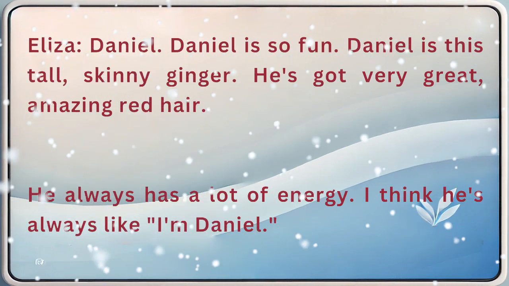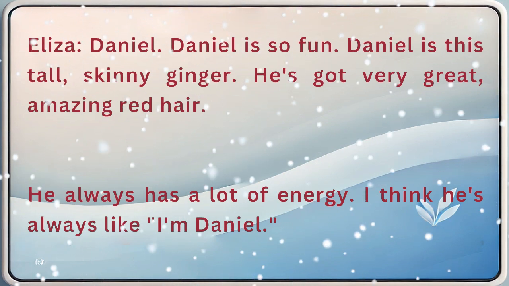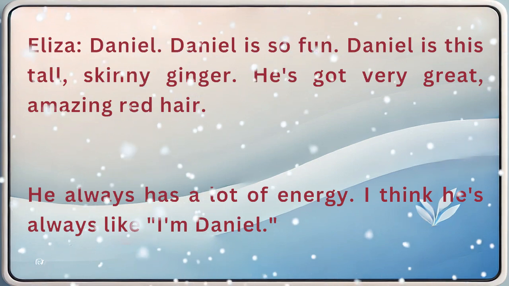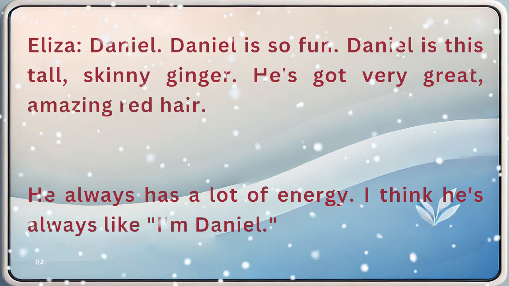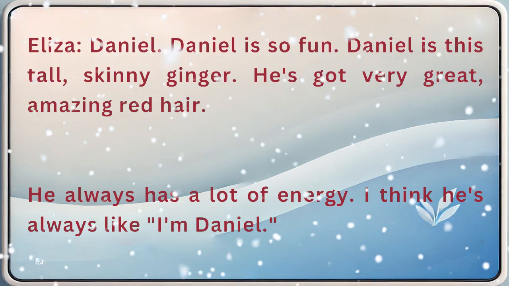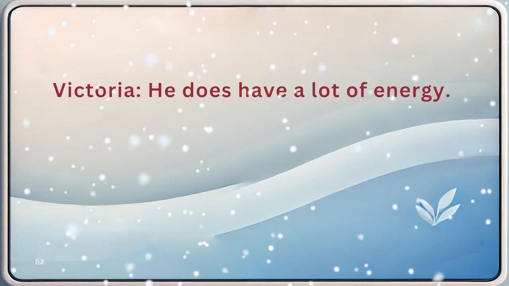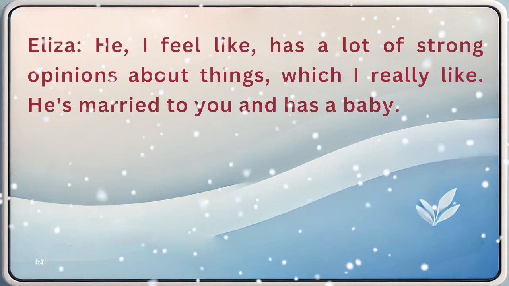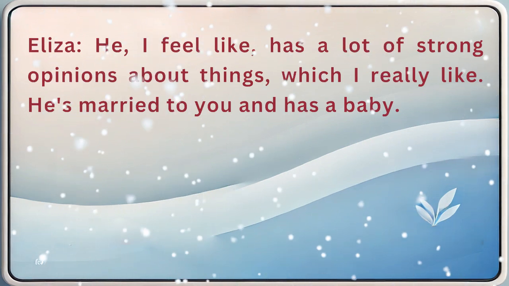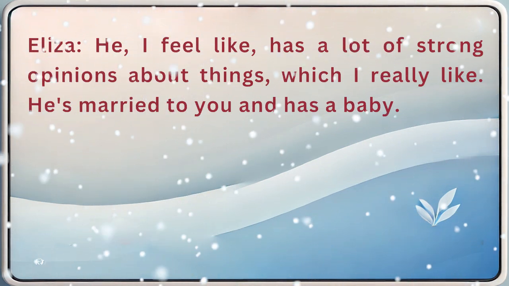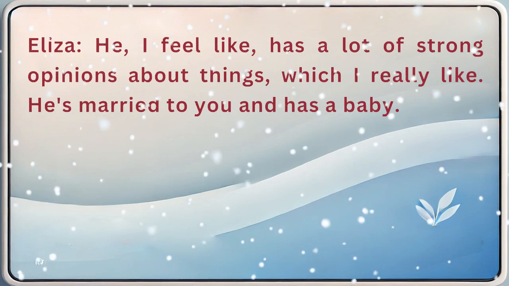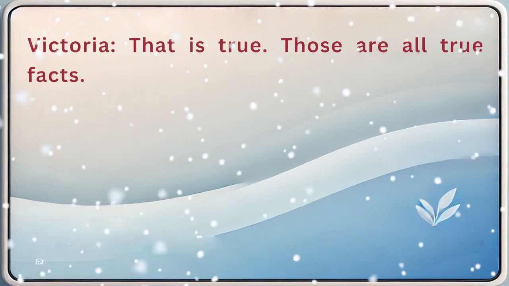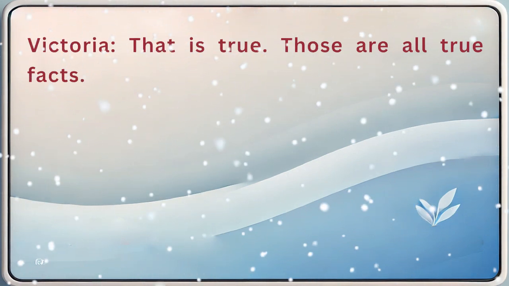Eliza: Daniel is so fun. Daniel is this tall, skinny ginger. He's got very great, amazing red hair. He always has a lot of energy. I think he's always like, I'm Daniel. Victoria: He does have a lot of energy. Eliza: He has a lot of strong opinions about things, which I really like. He's married to you and has a baby. Victoria: That is true. Those are all true facts.